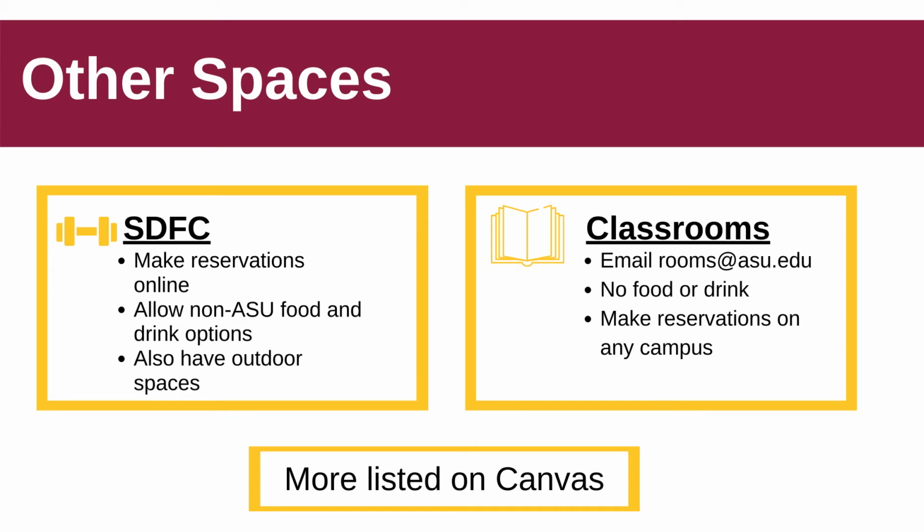As a student organization, you are also able to reserve spaces in the SDFC or in classrooms. The SDFC offers a variety of types of spaces and has more flexibility with food vendors that are allowed in the spaces. You can book online and the link will be available in our materials. Classrooms can be booked across all campuses by emailing rooms@asu.edu. You can let them know what kind of space you're looking for, what days of the week, and all of that. Usually, classrooms are booked on a semester basis, so you could have the same room every Monday night for your meetings. Food and drinks are not permitted in classrooms.